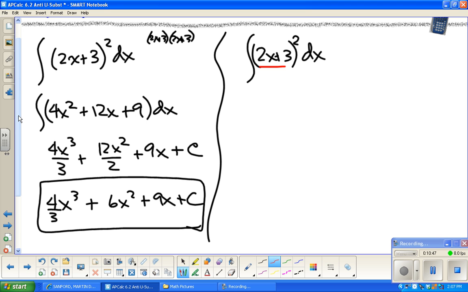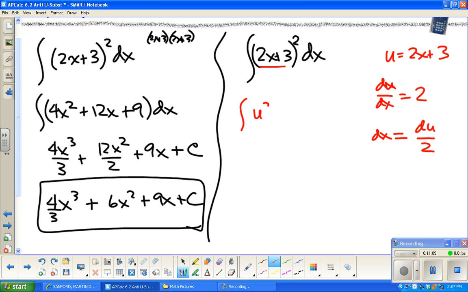Okay? So 2x plus 3, I'm going to call that u. So the derivative of u with respect to x is just going to be 2. So dx, solving, is going to be du over 2. Okay, so I'm going to redo this antiderivative, and 2x plus 3 squared, so u squared. And instead of writing dx, I'm going to write du over 2.